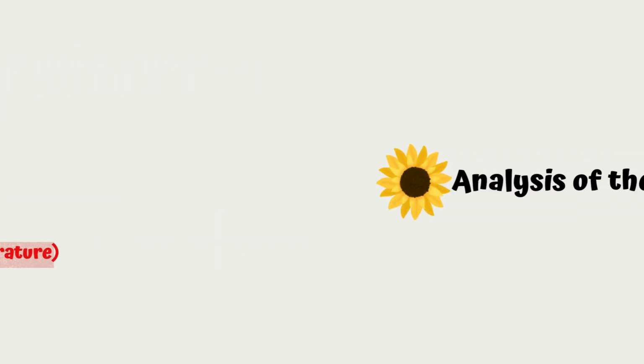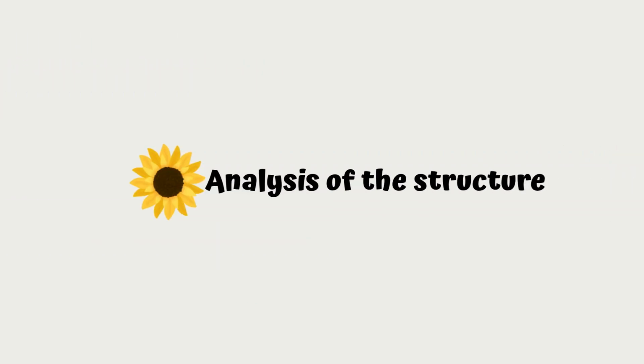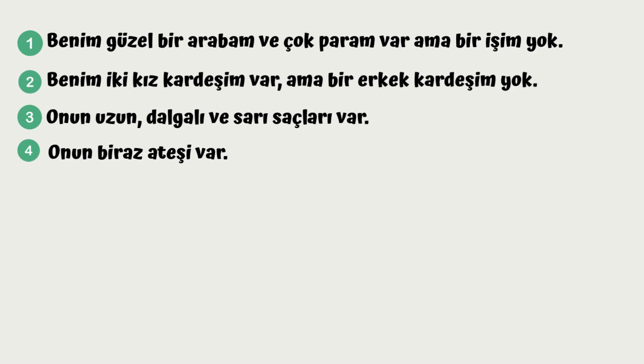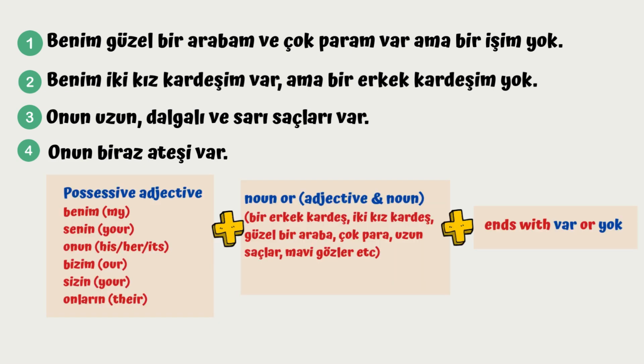Okay, let's analyze the sentences, this structure, this form, this meaning a bit further. So I put all the sentences here. Right, so we start all the sentences with a possessive adjective. Benim, benim, onun, onun. And the sentence ends with var or yok, depending on the situation, what you want to say. If you want to say have got, has got, we use var. If you want to say haven't got, hasn't got, then we use yok. And in the middle, we have a noun or a noun with an adjective, like bir erkek kardeş, 2 kız kardeş, güzel bir araba, çok para, uzun saçlar, mavi gözler.